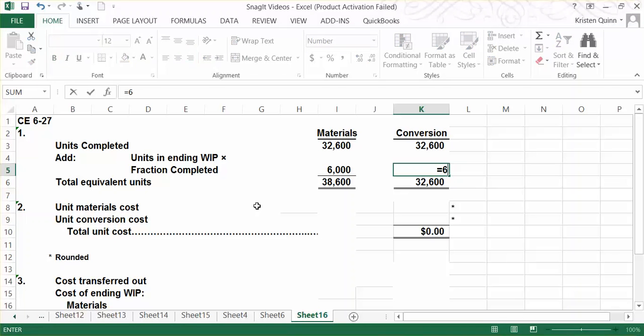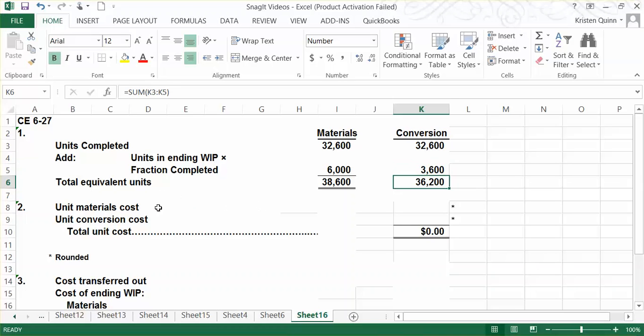So we take the 6,000 units that are in our ending work in process and we multiply it by how complete we were able to get them during the month. In this case, 60%. You will now notice that we have two different equivalent unit amounts, one for materials and one for conversion.